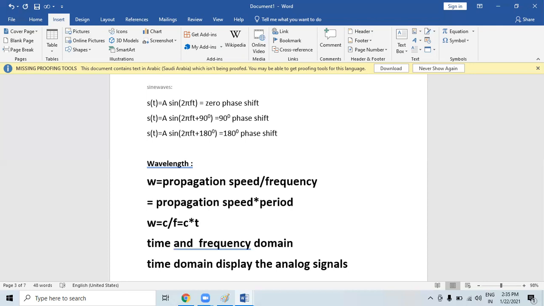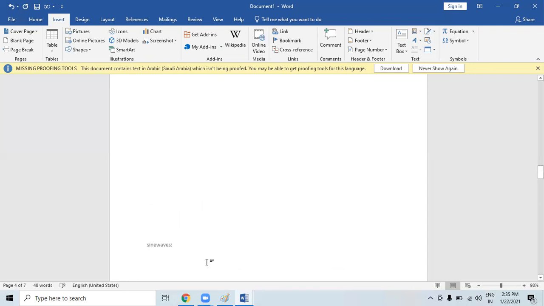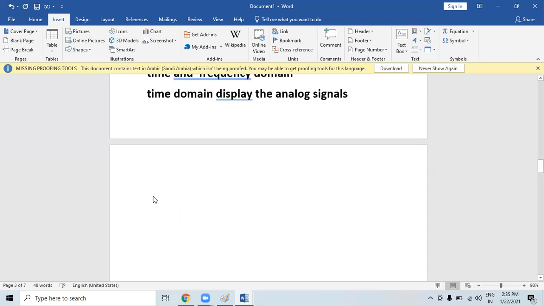The time domain display tells us about the following: the shape of the signal, its frequency, and the type of the signal, periodic or non-periodic. We have discussed periodic and non-periodic in my previous lecture. One cycle is a period. So time domain is used to express some points like the shape of the signal.